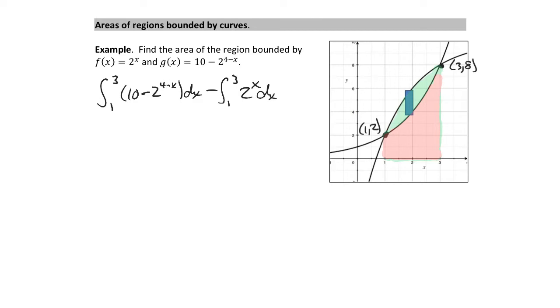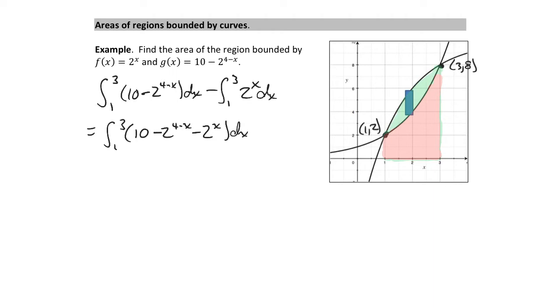So in all, we would end up with an integral from 1 to 3 of 10 minus 2 to the 4 minus x, and because the limits are the same from 1 to 3, we could subtract 2 to the x and then dx there.